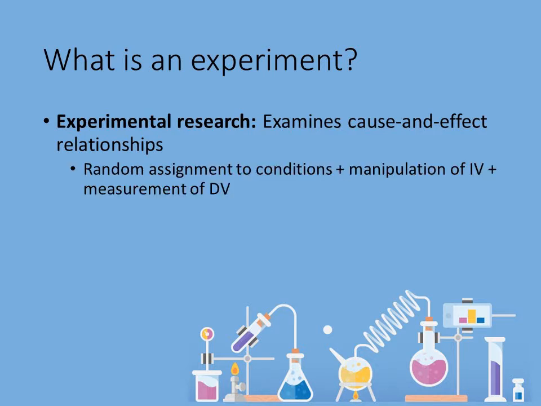In order for a study to be considered a true experiment, it has to have a number of features. 1, the researcher has to have control over the experimental procedures. 2, participants must be randomly assigned to the conditions. 3, independent variables are manipulated in some way. And 4, dependent variables are measured.